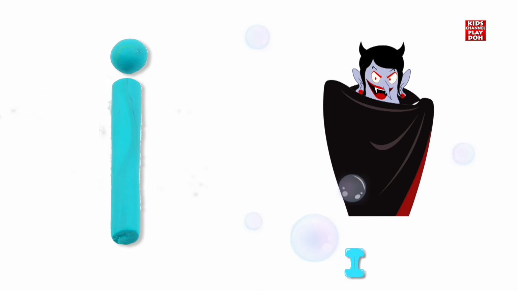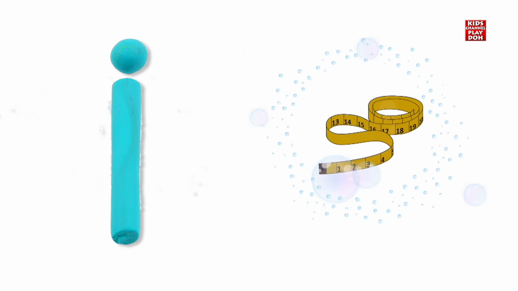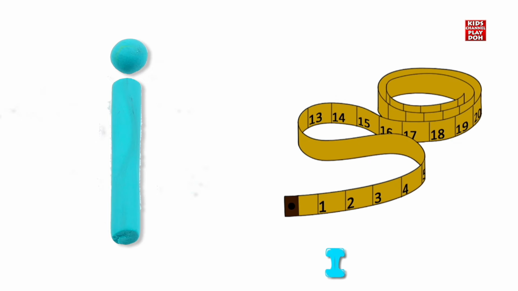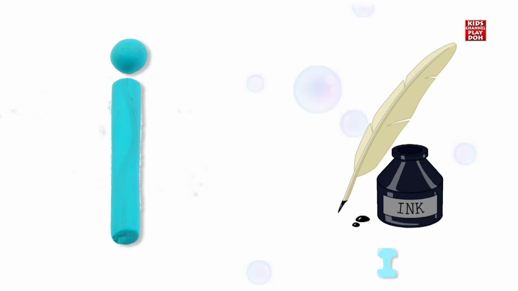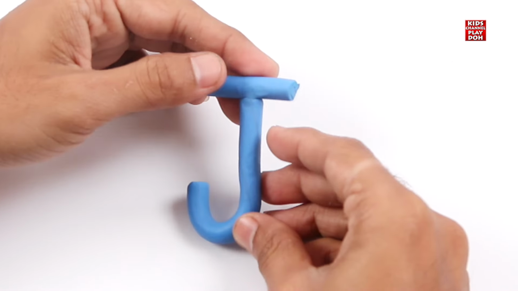I is for imp, imp. I is for inch, inch. I is for insect, insect. I is for ink, ink. Here comes the letter J.